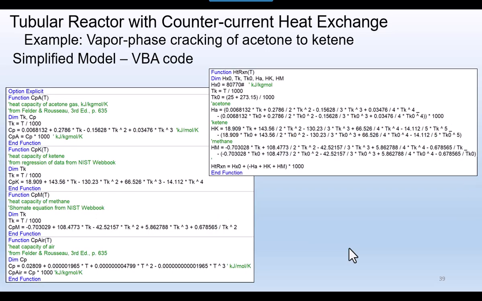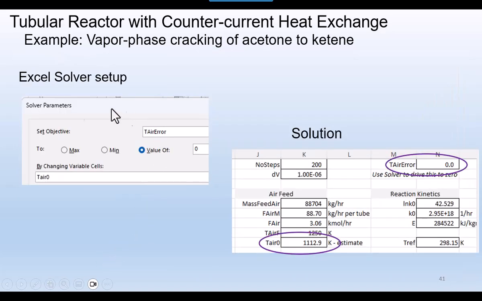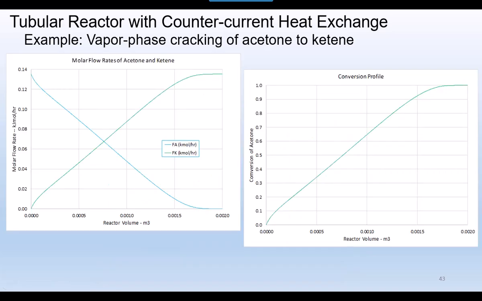Then this corresponds to the VBA code that we used, and we already reviewed that. And then this is where we started, and we did not meet the specification. So we went to the solver and asked it to change that estimate for the air exit temperature at volume equals 0 to drive our error to 0. And then it was driven to 0, and we get our solution with our matching temperature profile and our molar flow rates and conversion profile. Okay? So that's how we go about solving that.